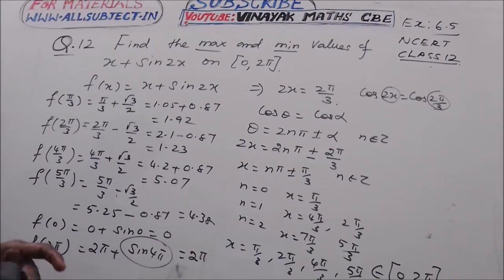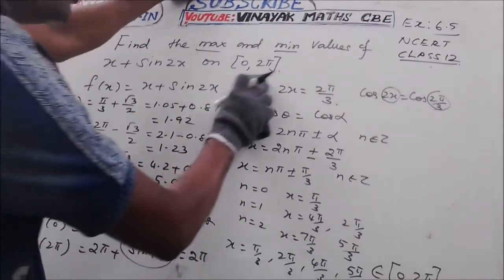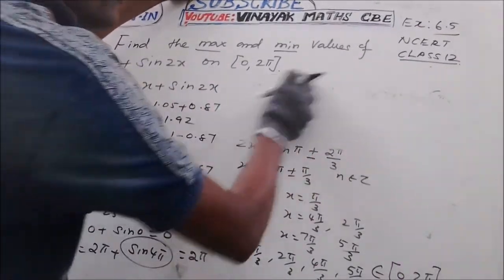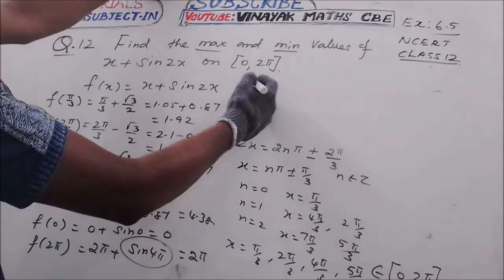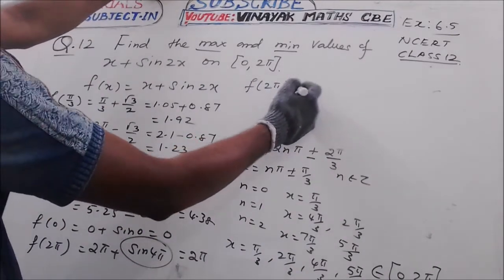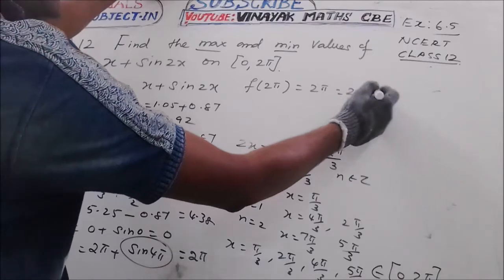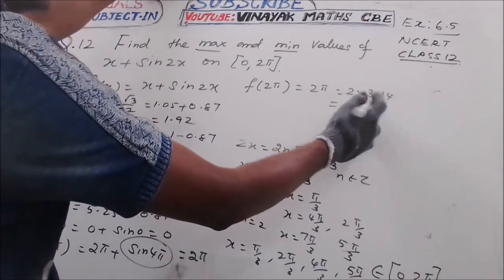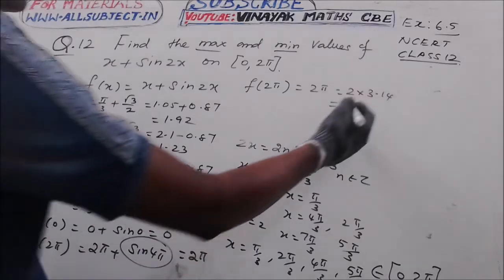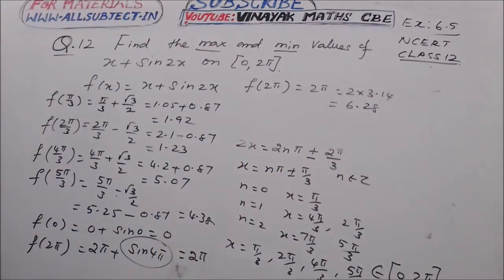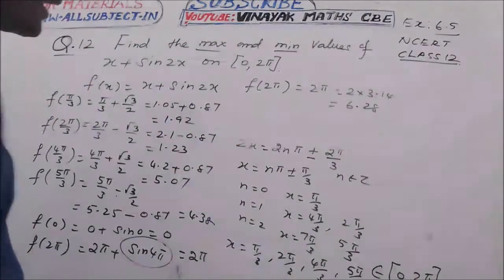So f of 2 pi is equal to 2 pi, which is 2 into 3.14, that is approximately 6.28. Now comparing these 6 values, which is the greatest? Here the 6.28 value is the greatest.